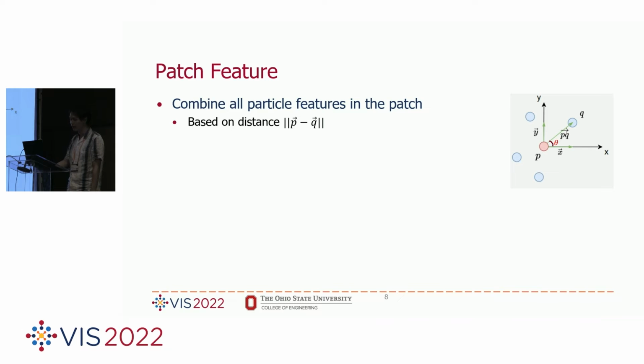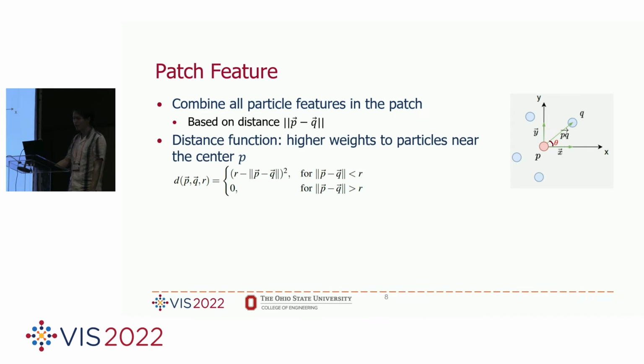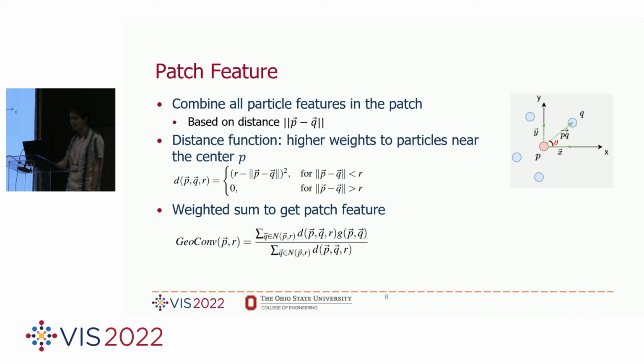Finally, we combine all the particle features in the patch into a single patch feature based on the distance between the particle and the patch center. Because particles nearer to the center will have higher influence on the particle patch. Therefore, we define a distance function that assigns higher weights to the particles with smaller distances. The patch feature is a weighted sum of all particle features, again using the distance function.